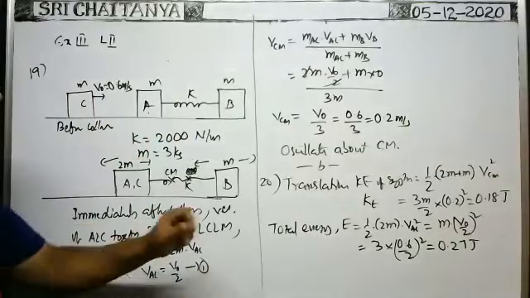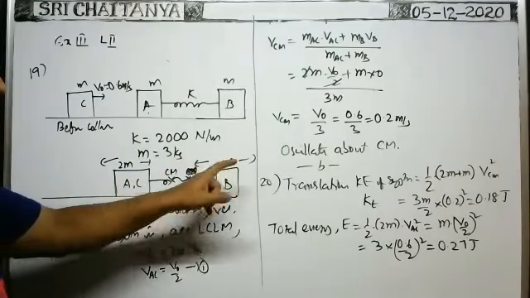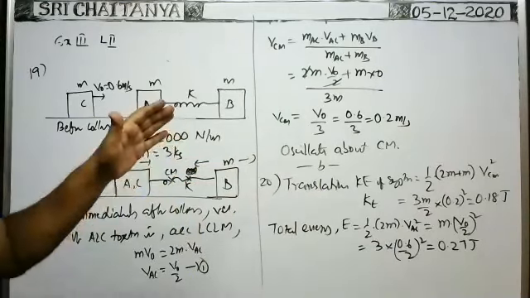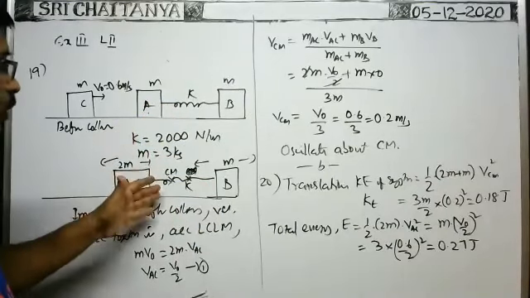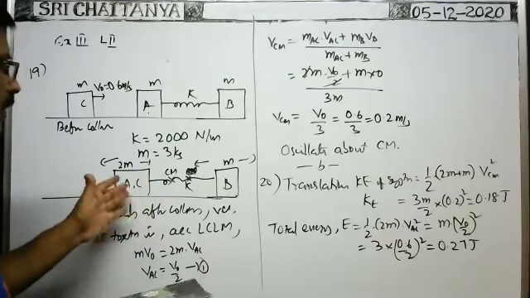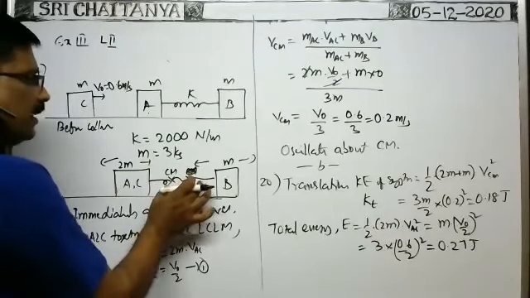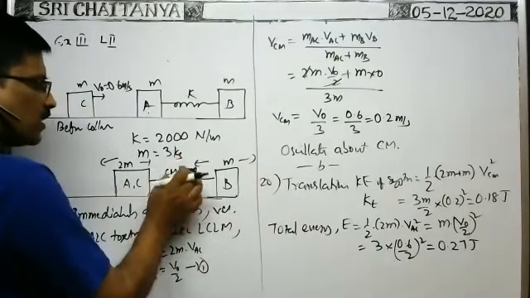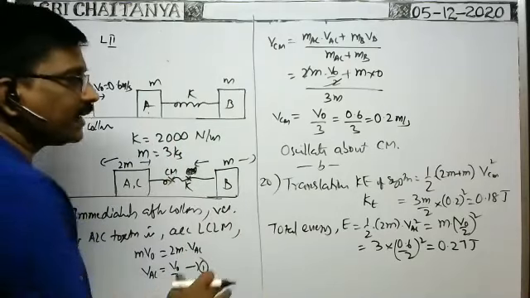Total energy is 0.27 joule, and in that, the translational kinetic energy is due to the motion of these blocks. What is the remaining energy? The remaining energy is the energy stored in the spring, and that energy varies between kinetic energy and potential energy. Because of the energy stored in it, the blocks gain velocity and lose velocity. So potential energy is converted into kinetic energy and back into potential energy. That is called oscillating energy.